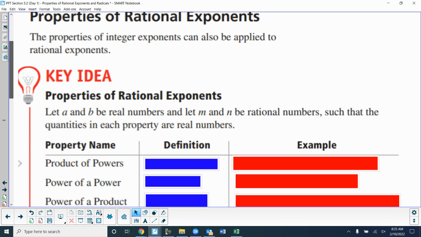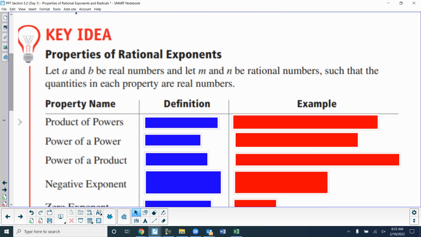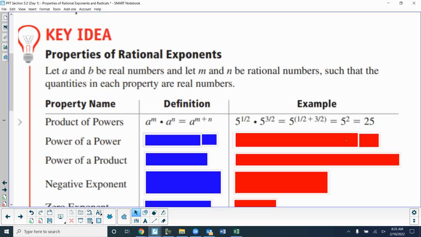Properties of rational exponents, all right? A to the mth power times a to the nth power. What do you do with the exponents? Just add them, right? The base is the same. When the bases are the same, you just add the exponents. All right? So there's an example. 5 to the 1/2 power times 5 to the 3/2 power. 1/2 plus 3/2 is 4/2, which is 2. So that's 25.